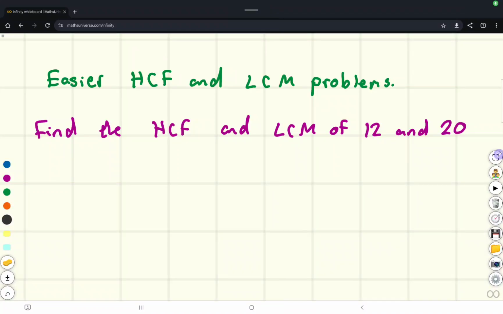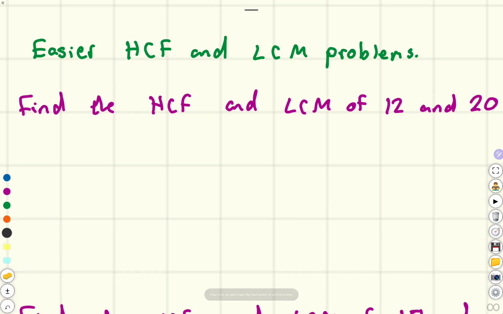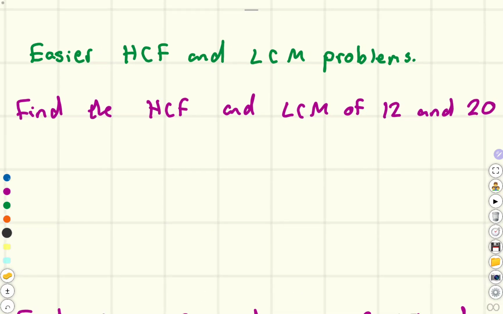Hello and welcome to this brief video on finding the HCF and LCM for quite low numbers. So all we're going to have to do here, we're going to do the HCF first. We just list the factors of the numbers in the question. So I list the factors of 12, I list the factors of 20, and then I just see which is the highest. So let's list the factors of 12.